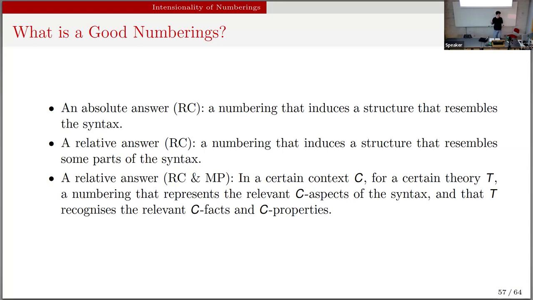the approaches of intentionality. So the numbering has to represent or resemble certain aspects of the syntax, the aspects that are relevant in what you want to prove, and T, the theory, has to recognize those facts and properties. So again, if you want to prove Gödel's second incompleteness theorem, I guess the whole syntax is relevant, so you need to have a very strong link between the numbers and the syntax. But if you want to prove a minor result about negation, for example, well, you might be allowed to use just a numbering that gets right how negation behaves and wrong the rest. Doesn't really matter.